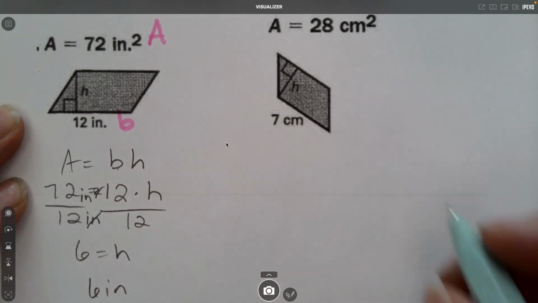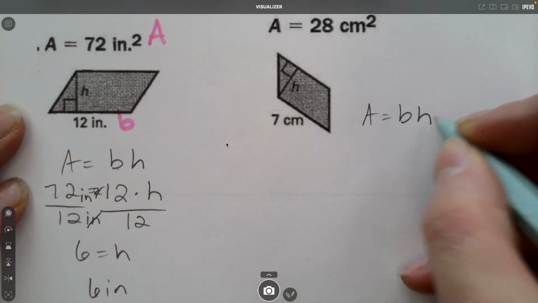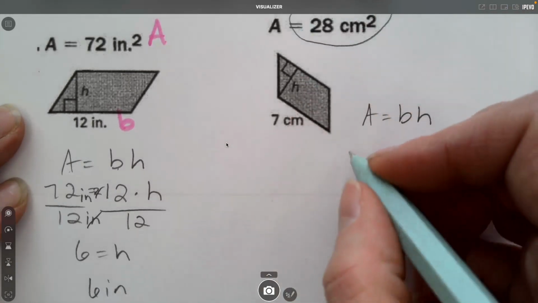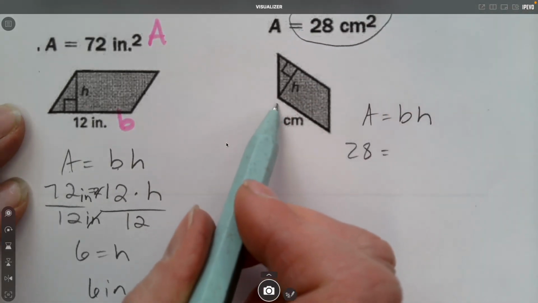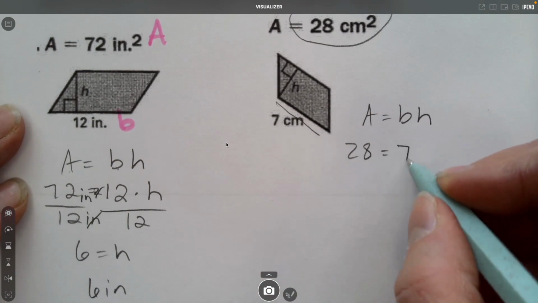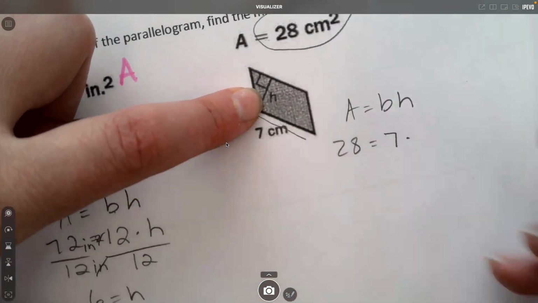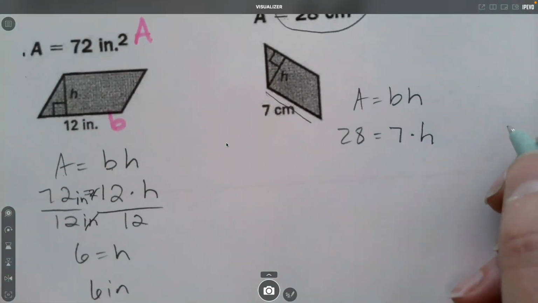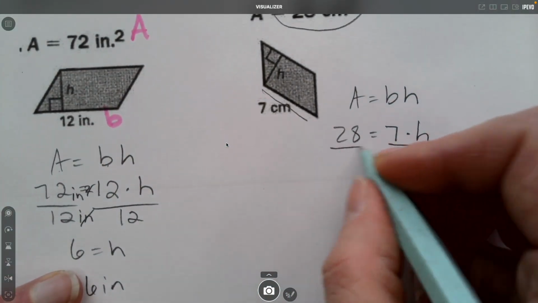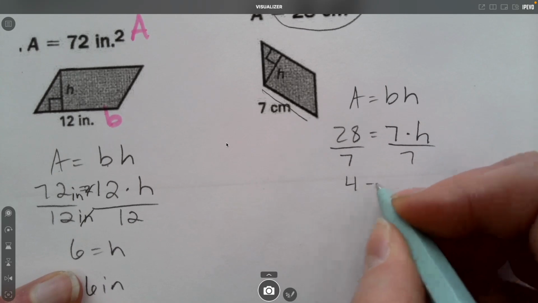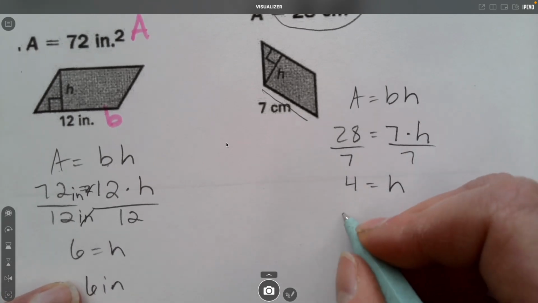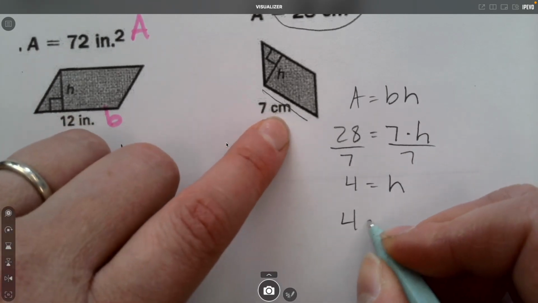And then we'll look at our last one, area equals base times height. So they give me an area number again. Area is going to be 28. And they give me my base again is 7. It's tilted on its side, but I can see there's a faint H in there to show me I'm still solving for H. And so divide both sides by 7. 28 divided by 7 is 4, and so 4 is H, and it's going to be 4 centimeters.